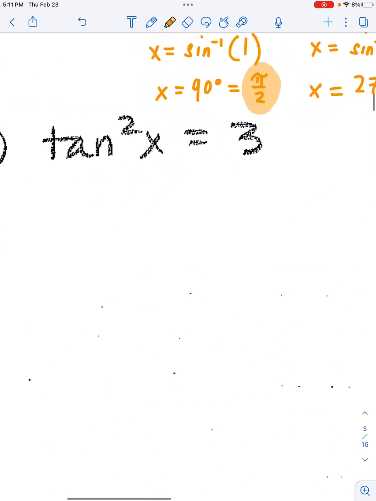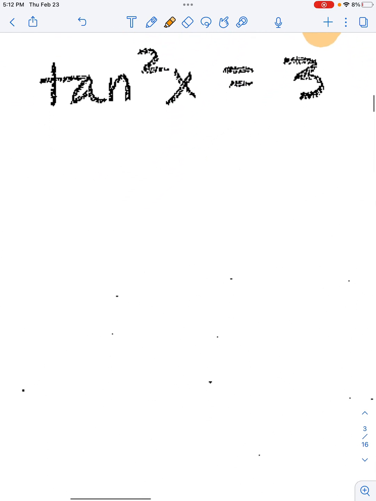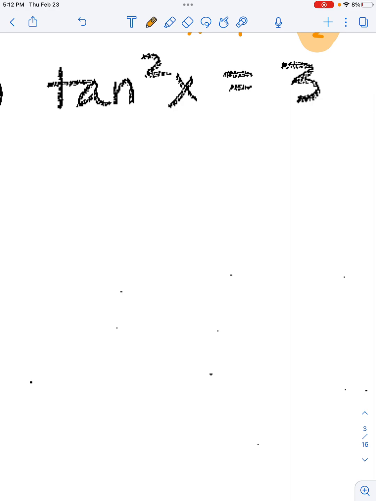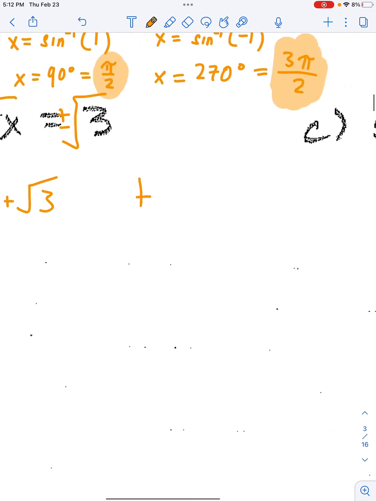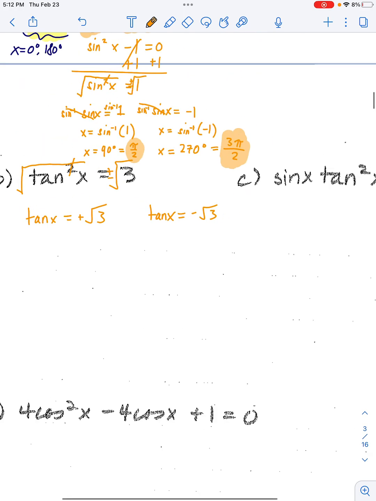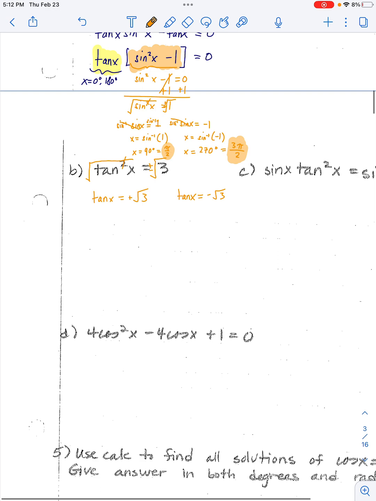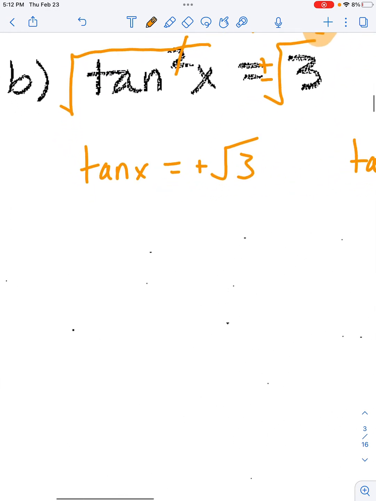Part B, let's get tangent by itself first. So I'm going to hit both sides with a square root. That'll cancel out that 2. So we have tangent of x equals positive root 3, and tangent of x equals negative root 3. So tan x equals positive root 3. Let's hit both sides with an inverse tan.